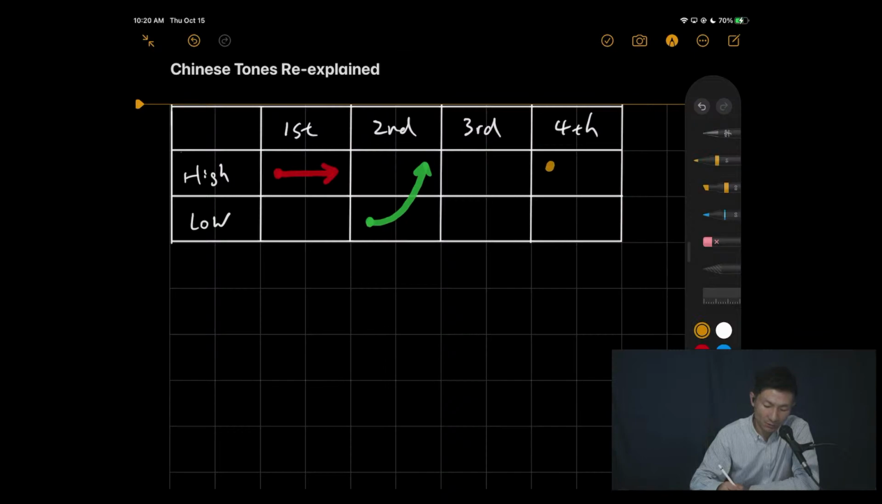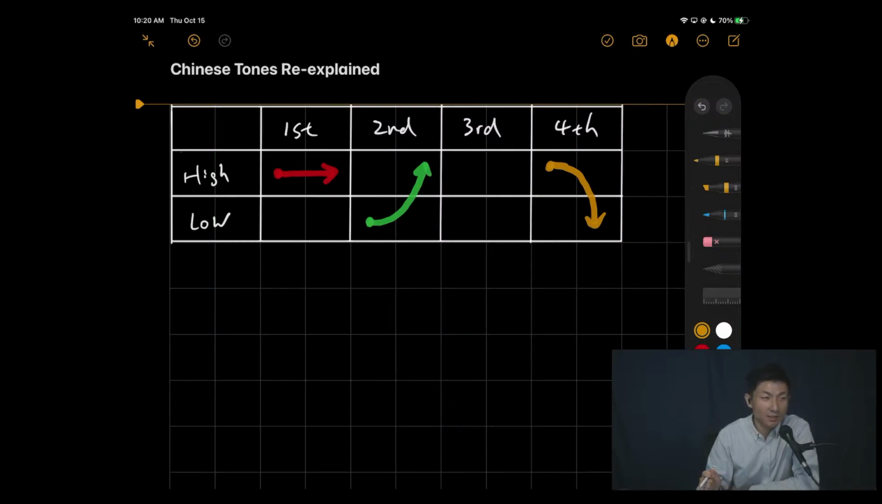You're gonna start high, and the same theory applies. You want to stay in the high pitch domain for a little bit longer, and then the pitch is gonna fall off quickly and go to very low. All right, I'm gonna talk a little bit about third tone later. So as of now, I think it should be pretty simple.